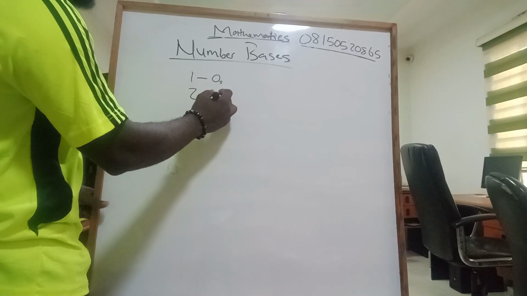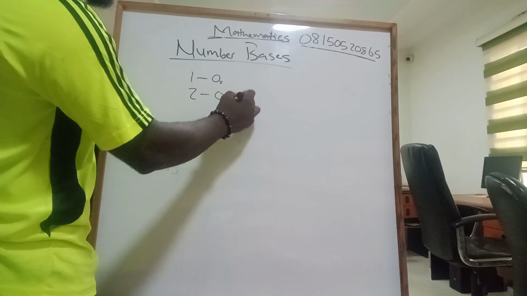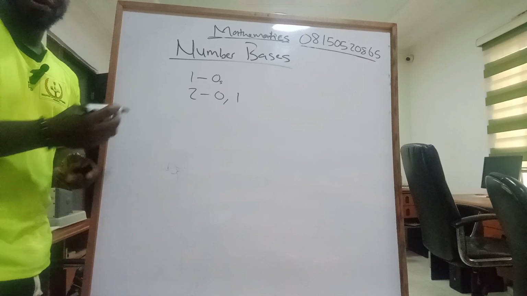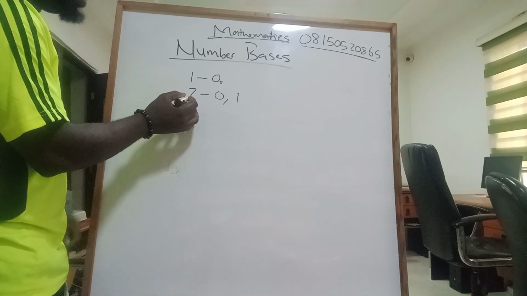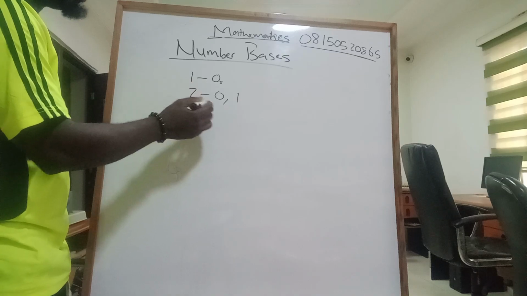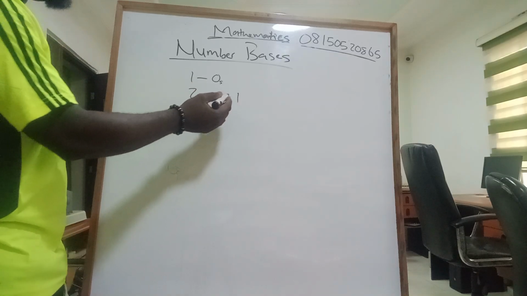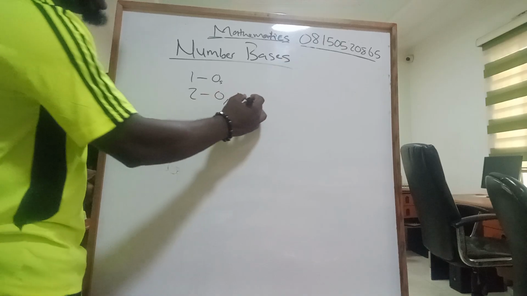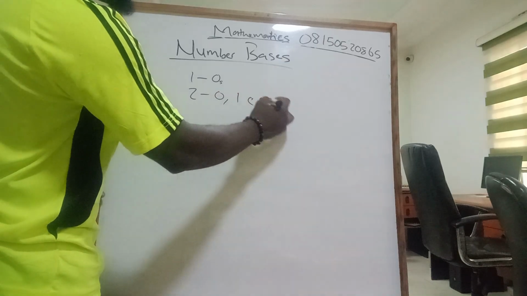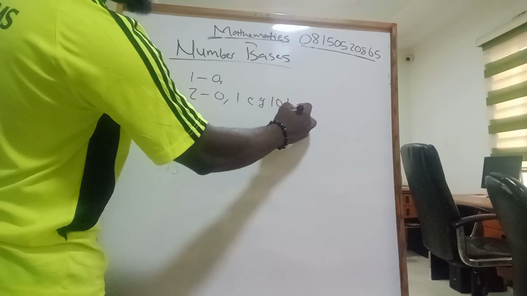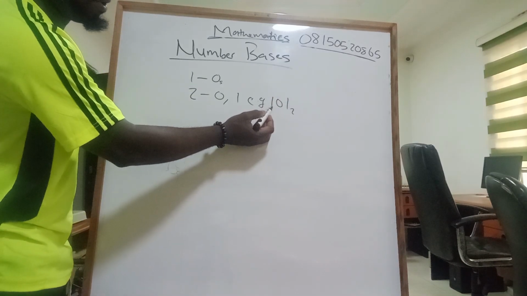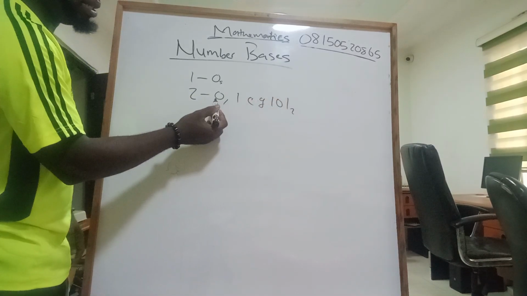So base 2 will comprise of 0 and 1, telling you that you cannot have a number that is equal to the base or greater than the base in that base. For instance, if you want to have a number in base 2, you can have 101 base 2. You can see it's comprising of 0 and 1. That is just zeros and 1.